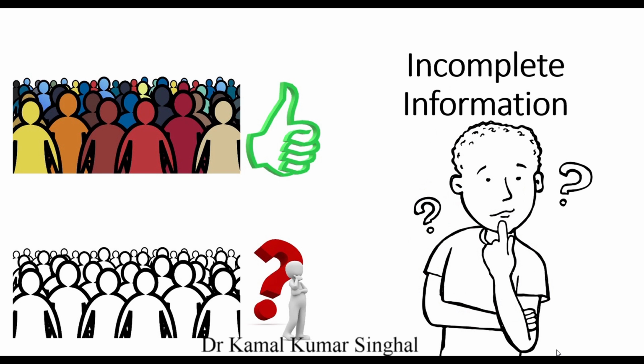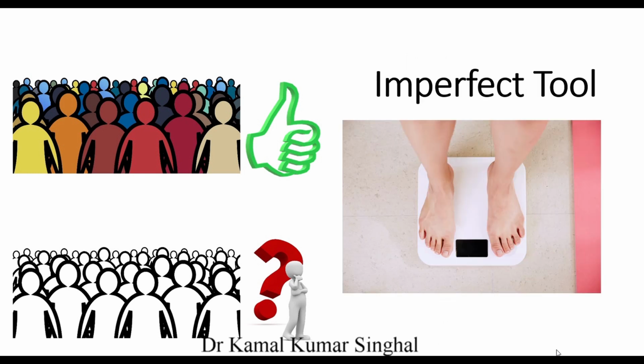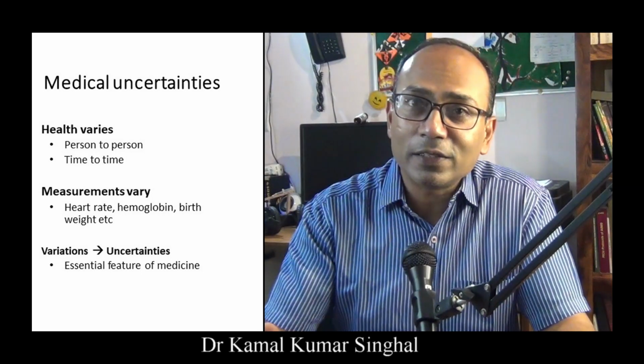Incomplete information can also result in variations. Some patients may not have given a correct history because they forgot, or maybe they are trying to suppress some facts. In some communities, tuberculosis has a stigma attached to it, so they may not give the history of a contact who has pulmonary tuberculosis. Imperfect tools used to measure the response to treatment can also result in variations. All these factors can result in variations between these two groups and can result in uncertainties. So these variations result in uncertainties.